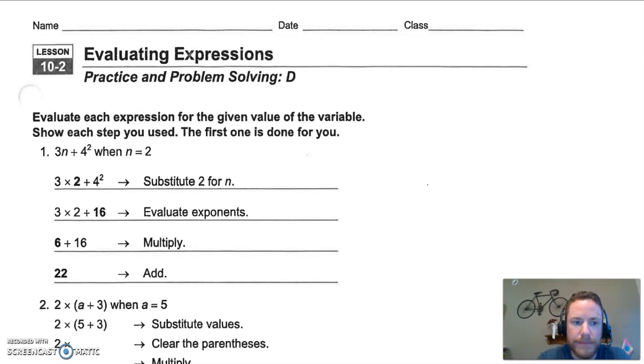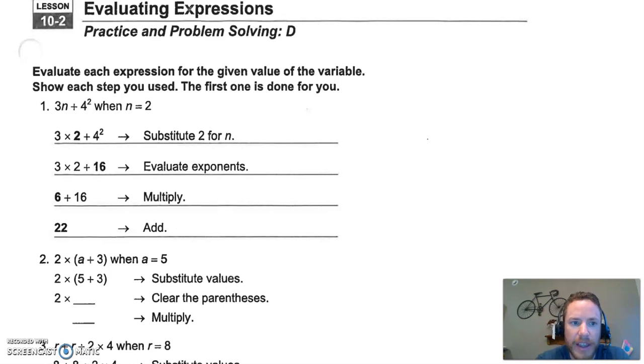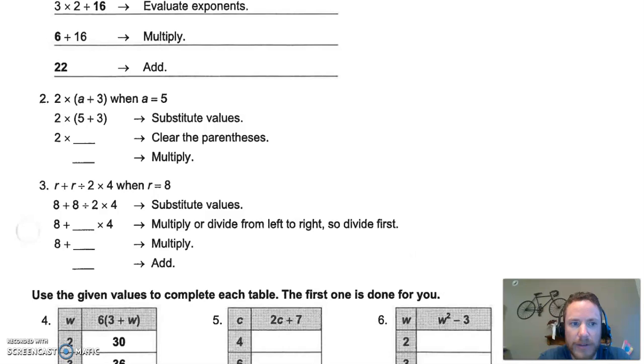Let's get started. The directions read, evaluate each expression for the given value of the variable. Show each step you use. The first one is done for you. We're not going to look at the first one. We're going to skip straight down to the second one.